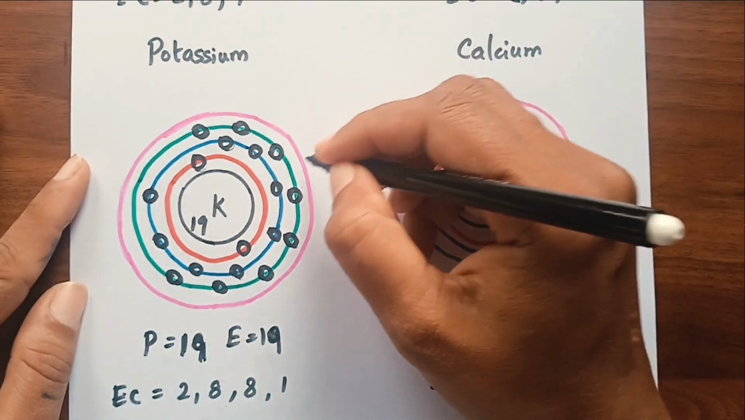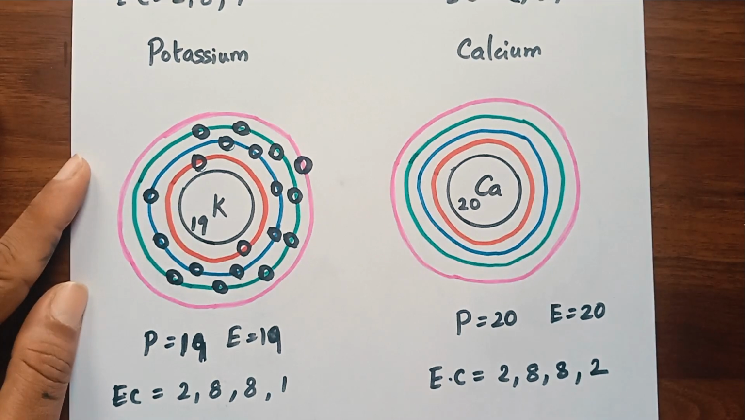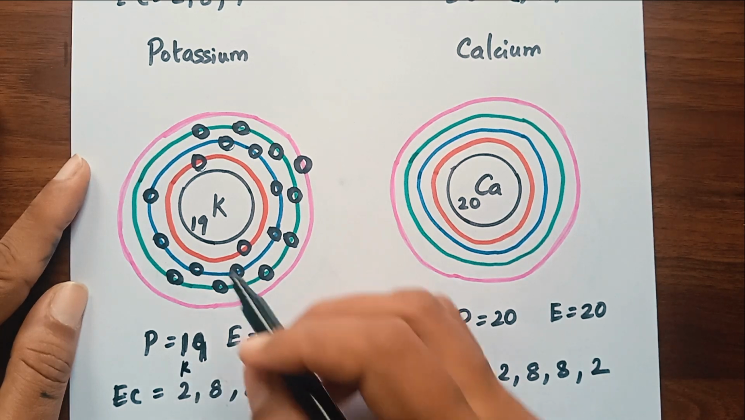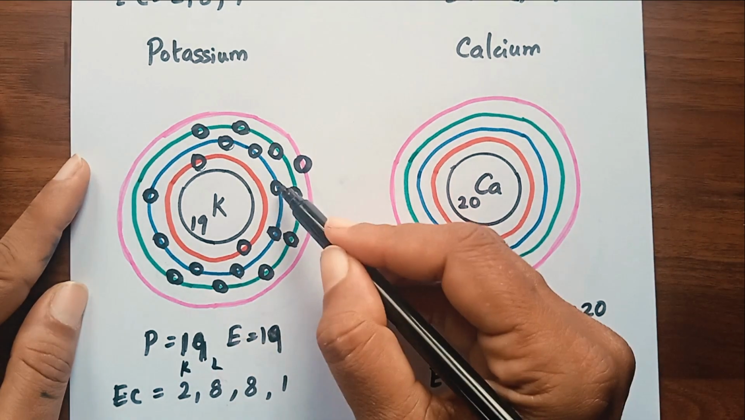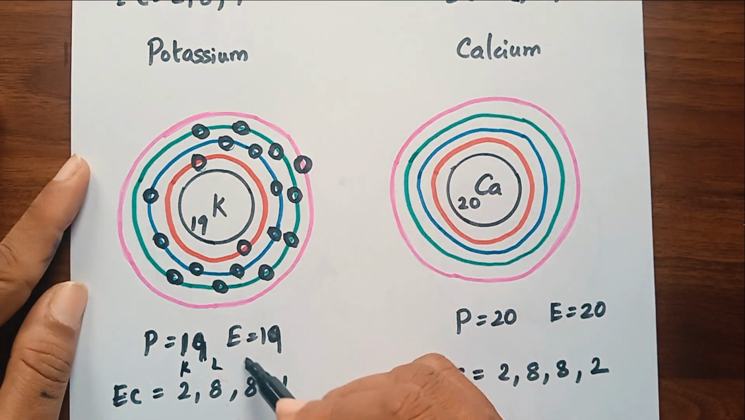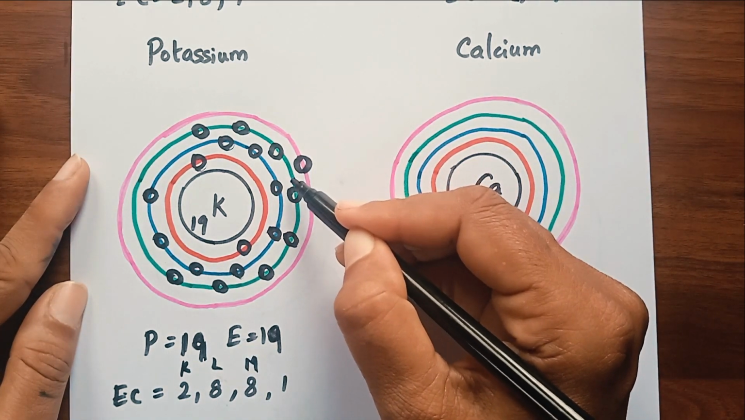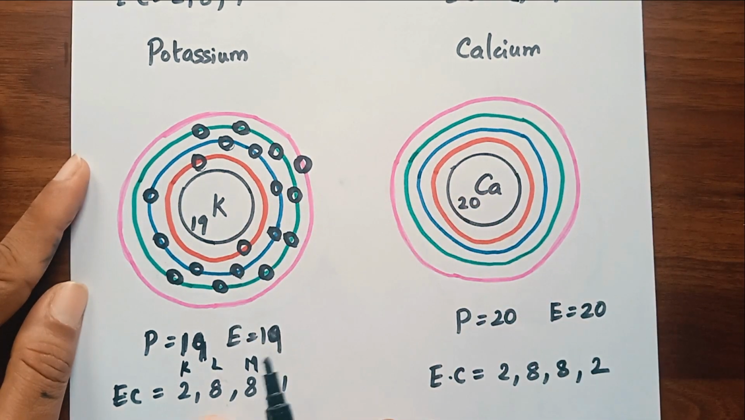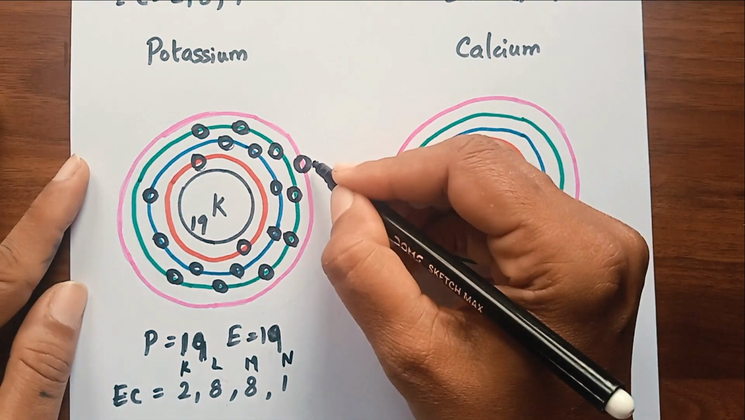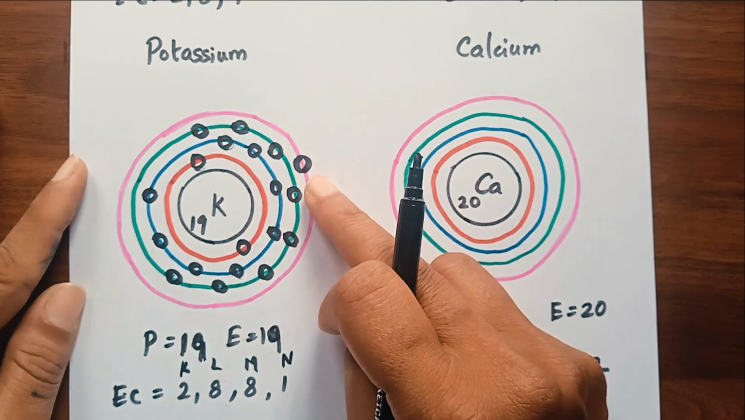So the remaining 1 is there, in which shell am I filling it? K, L, M, N shell. This is the N shell. In the K shell I have filled 2 electrons. The L shell, that is the blue one, I have filled 8 electrons. And the M shell, that is green, that also I have filled with 8 electrons. So all these 3 shells are completely filled. So I am going to the next shell, that is the N shell. In the N shell, the remaining 1 electron I have drawn here.